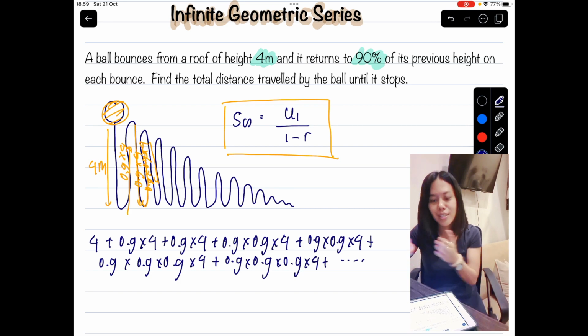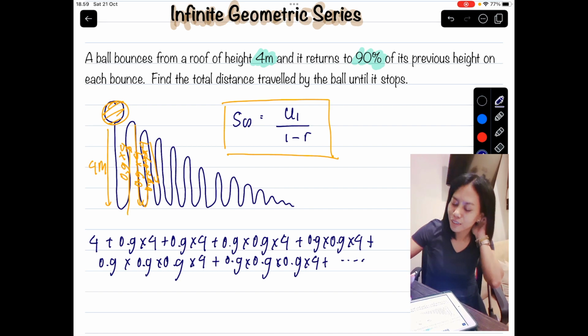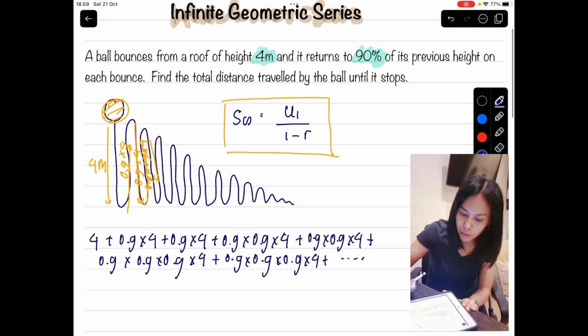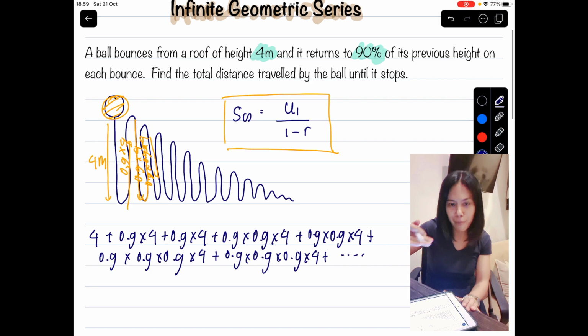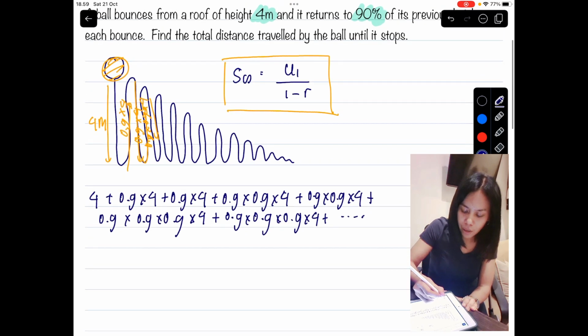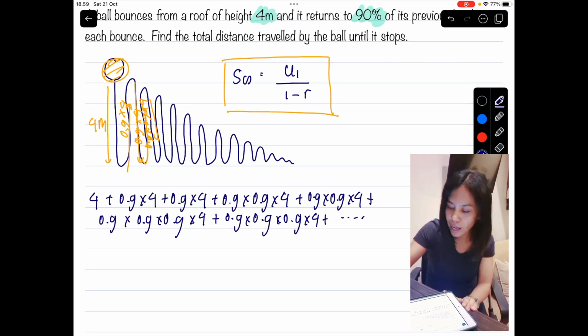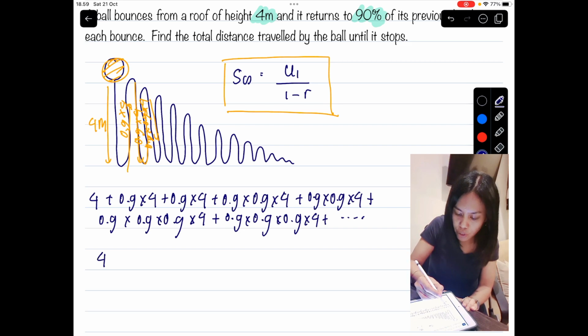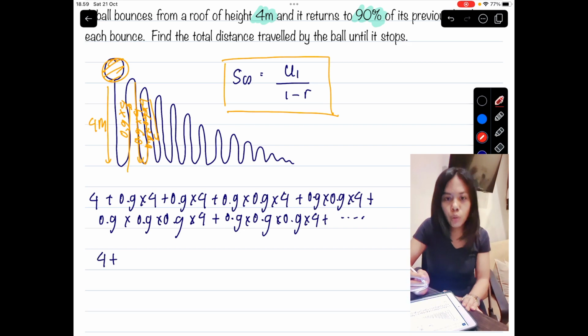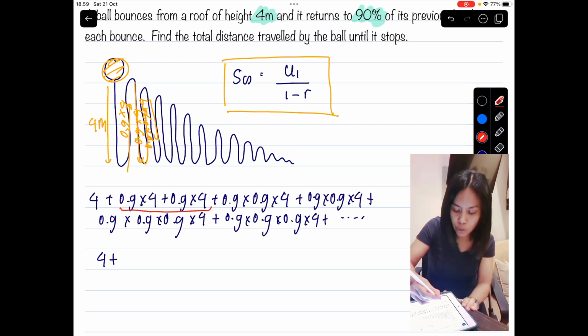Now we're going to try to simplify what we wrote so that it doesn't get too messy. Let's simplify. I'm going to scroll my iPad up. It's going to be 4 plus, let's have a look. There are 2 of them, 2 of 0.9 times 4. So we have 4 plus 2 times 0.9 times 4.